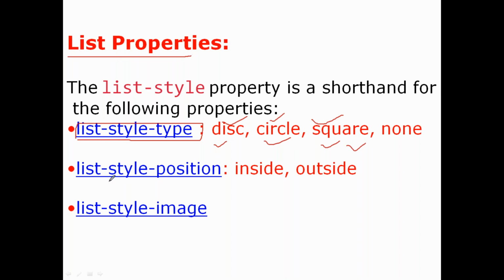Okay. Then after that, the position. For example, in this table I used three items. If you want to give the list type, for example bullets or numbers, outside or inside, that is called the position, list style position.